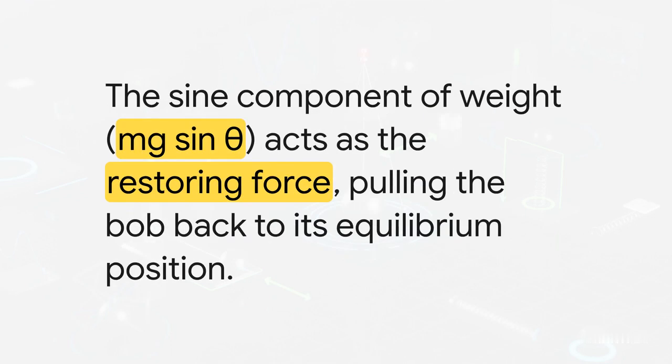Here's the key idea. Gravity pulls straight down, but the bob swings along a curved path, an arc. So to really understand the motion, we have to break that weight force into two parts, or components. One component just pulls on the string, but the other one, this mg sine theta component, pulls the bob sideways, always trying to get it back to its lowest point. We call this the restoring force, and it's the real engine that drives the whole oscillation.